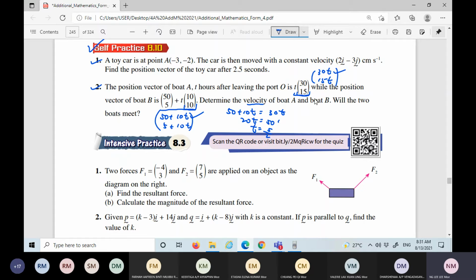Then you check and see. For the y component, when you let them also be equal, whether they will get the same time as when you let the x component equal. If they are getting the same time, it means the two boats will meet. If they are getting different times, it means the two boats will not meet. So 5 plus 10t equals 15t. If this y component gives you the same t as this, then they will meet. If you are not getting the same t, they will not meet. So this is how you do this type of question.